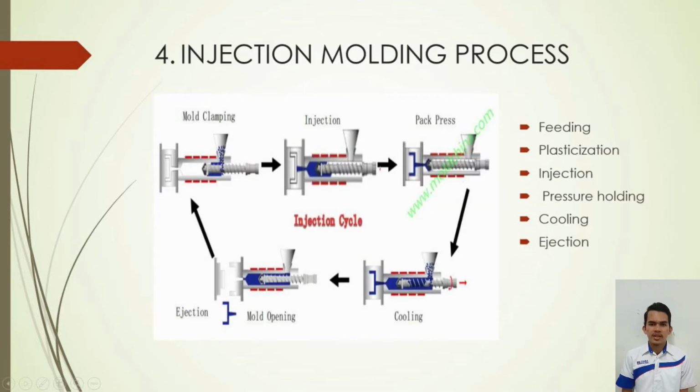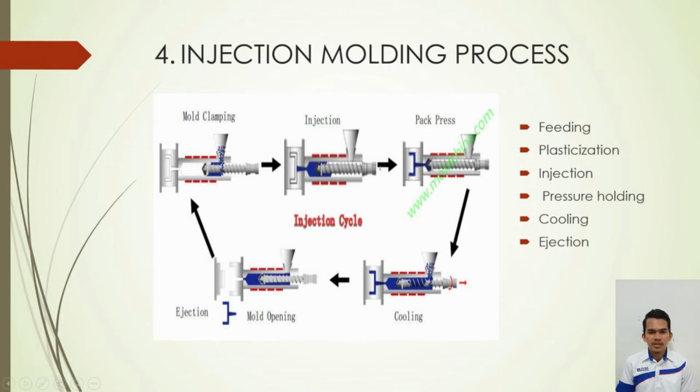Today I would like to present about the injection molding process. First step is feeding material. The second step is plasticization or melting. Third step is injection. Fourth step is holding pressure. Fifth step is cooling down. Sixth step is mold open. Seventh step is mold release. Eighth step is mold close.